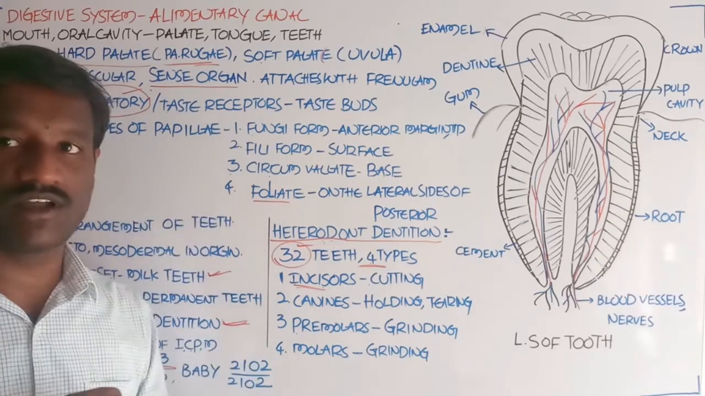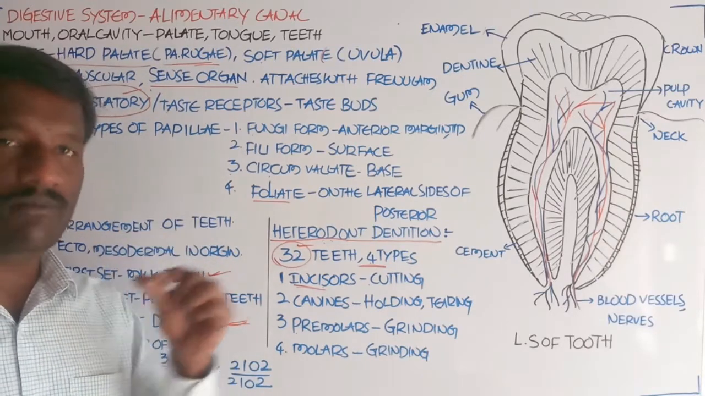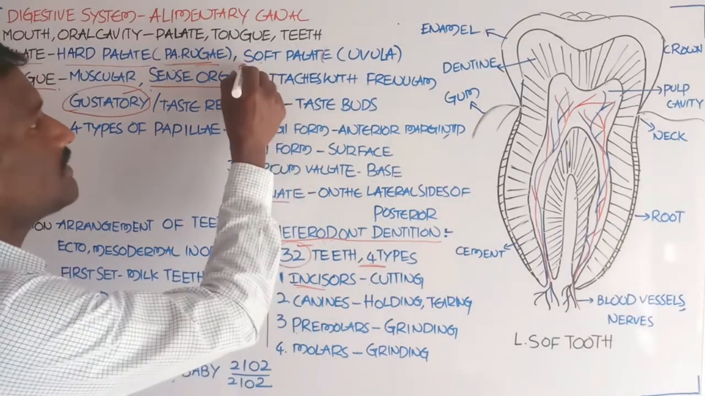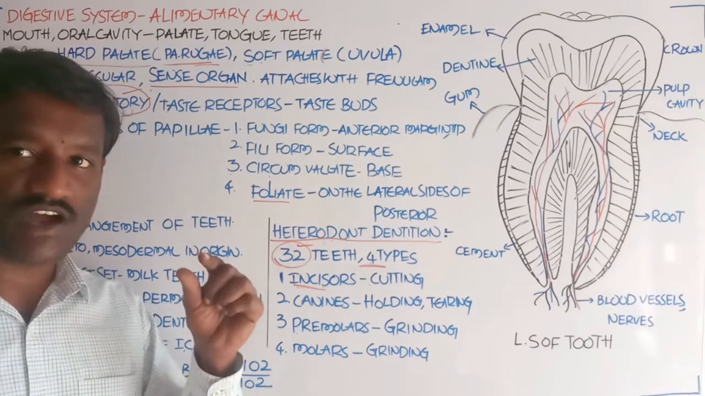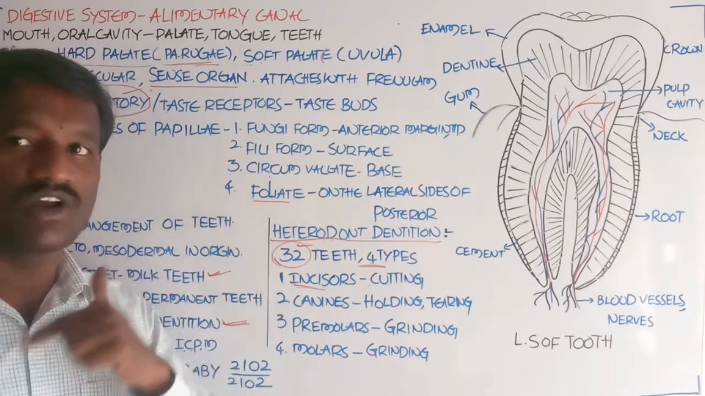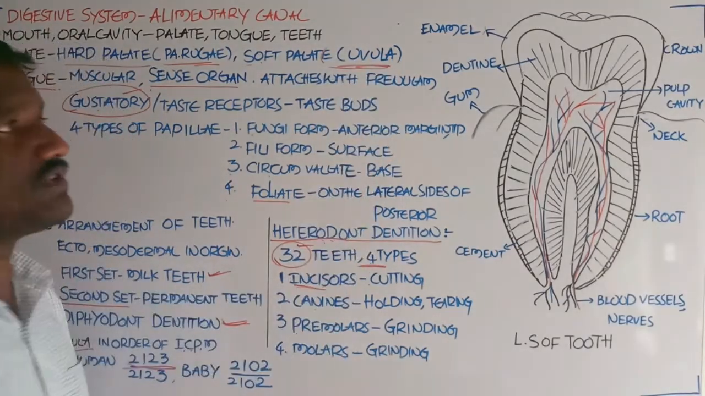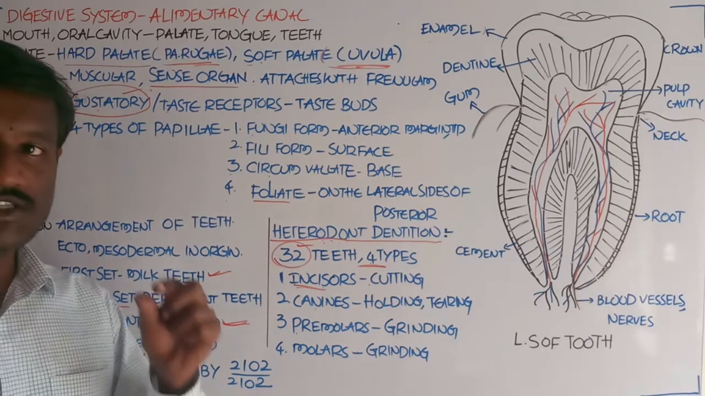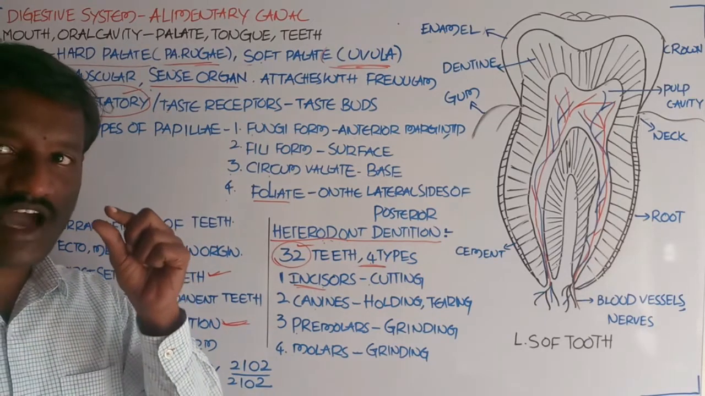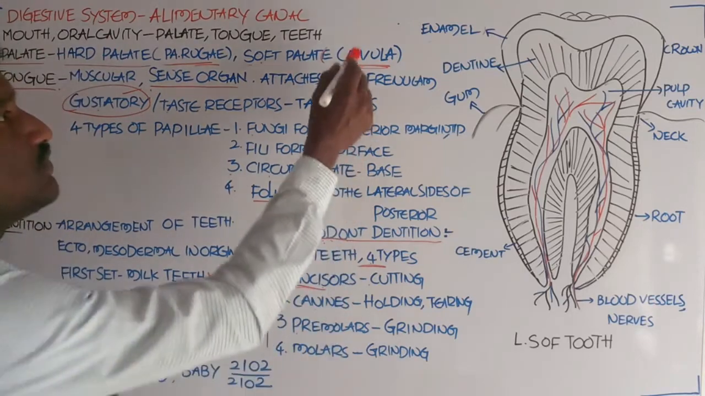The hard palate helps in capturing food particles, capturing the prey. And another is the posterior soft palate that extends down into the pharynx, which is called the uvula. Okay, this is the posterior soft palate hanging down into the pharynx, called the uvula.